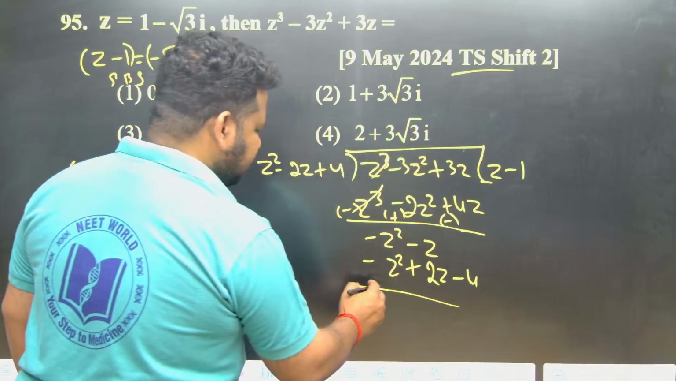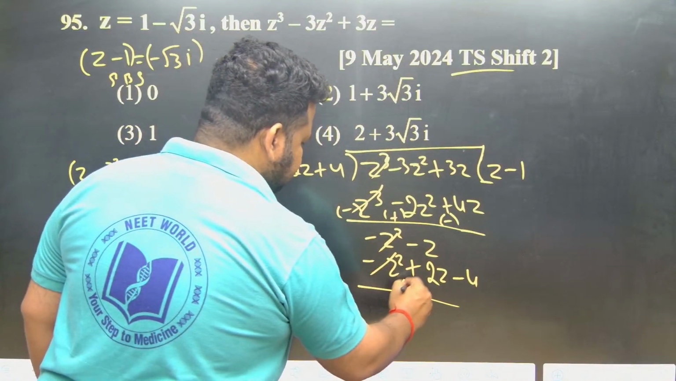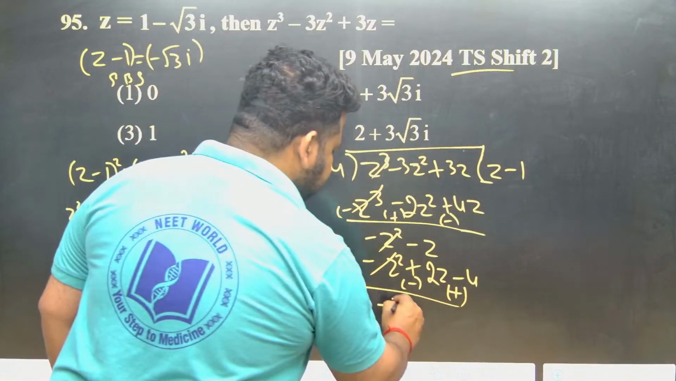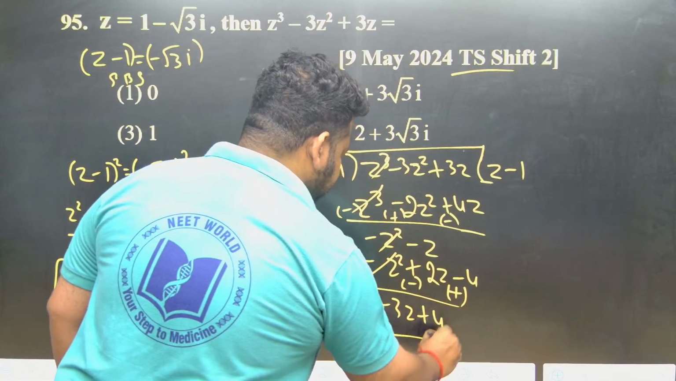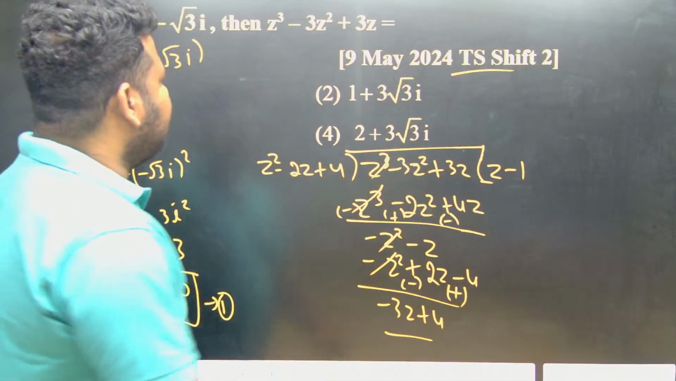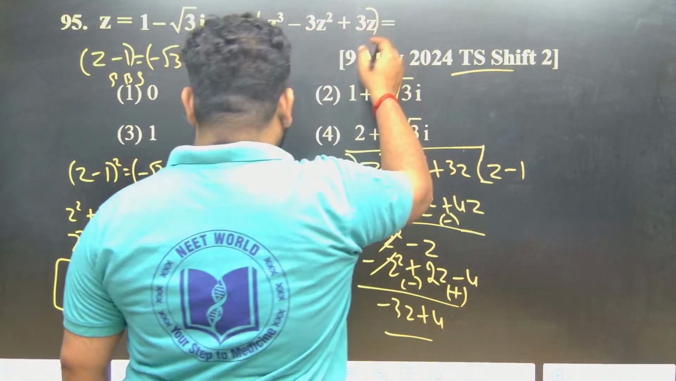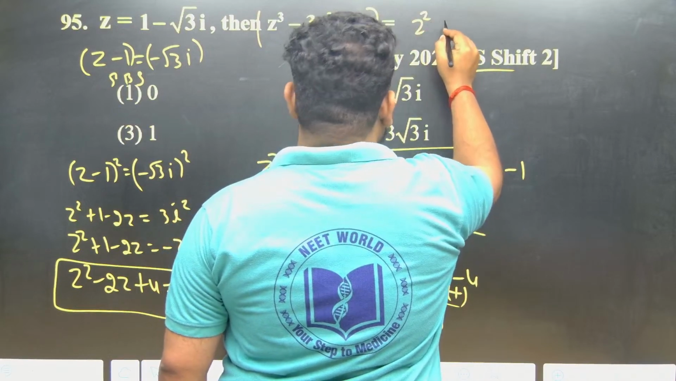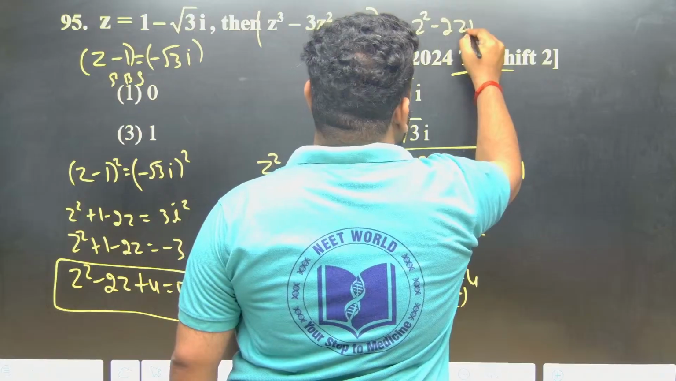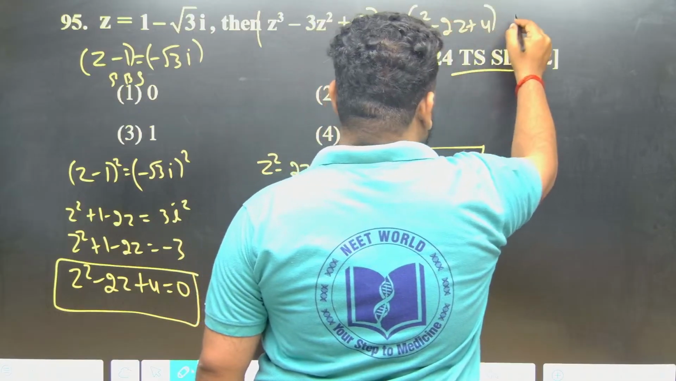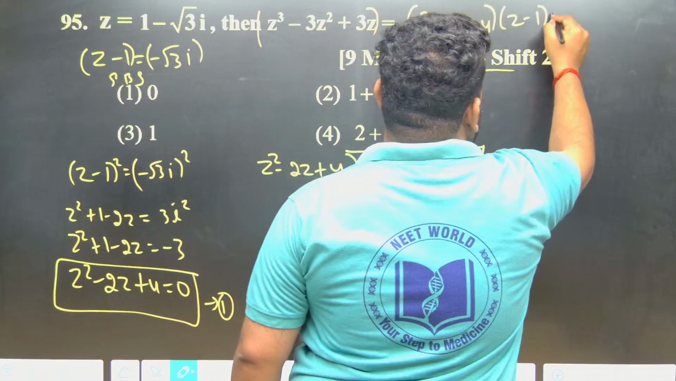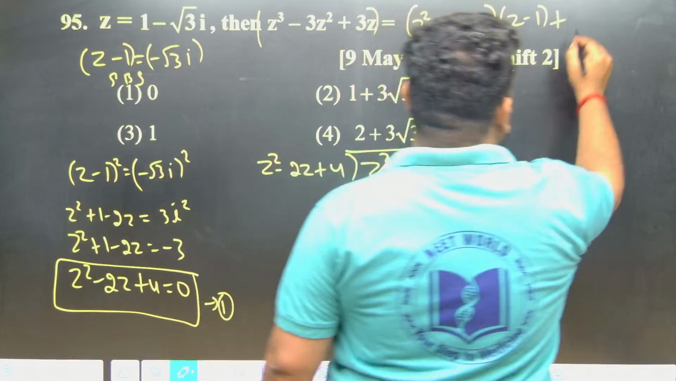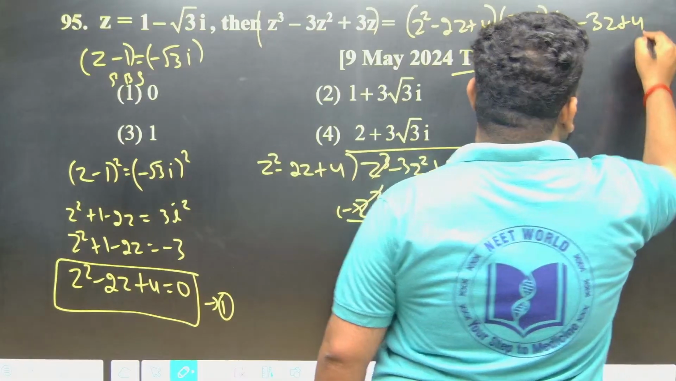On cancelling, what will I get? Minus 3z plus 4. So, what did we finally get? This is divisor into quotient, that is the remainder theorem I am writing. Divisor into quotient, where the quotient is z minus 1, plus the remainder, which is minus 3z plus 4.